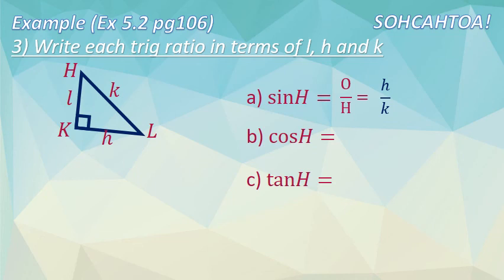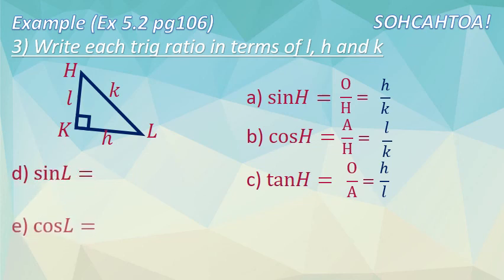Cos, the cosine of H, is adjacent over hypotenuse, so SOHCAHTOA, and adjacent to H will be L. Hypotenuse is still K. Tan, tangent, SOHCAHTOA. We're going to need the opposite over the adjacent of H, and that is going to be baby h over baby l.